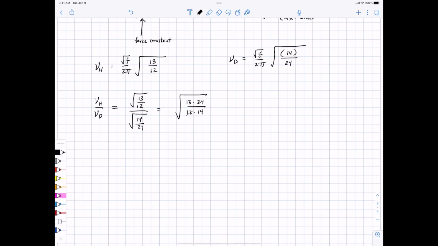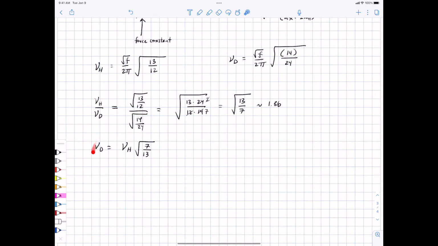And I can factor that into 2, and then I can factor that into 7. And so overall, the ratio between those two is the square root of 13 over 7, which is around 1.36. So the vibrational frequency of deuterium is equal to the vibrational frequency of hydrogen times the square root of 7 over 13.